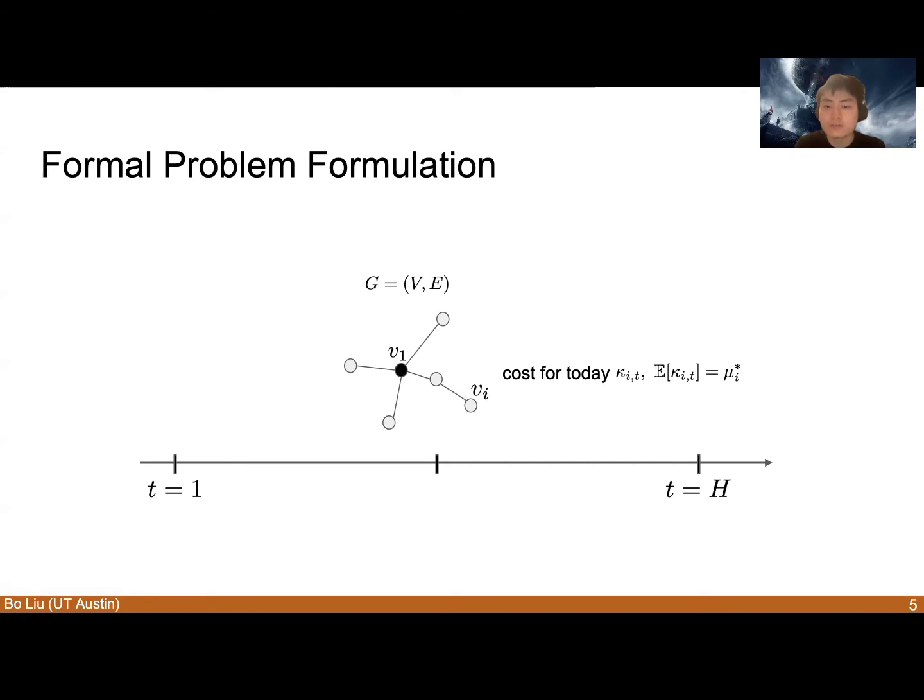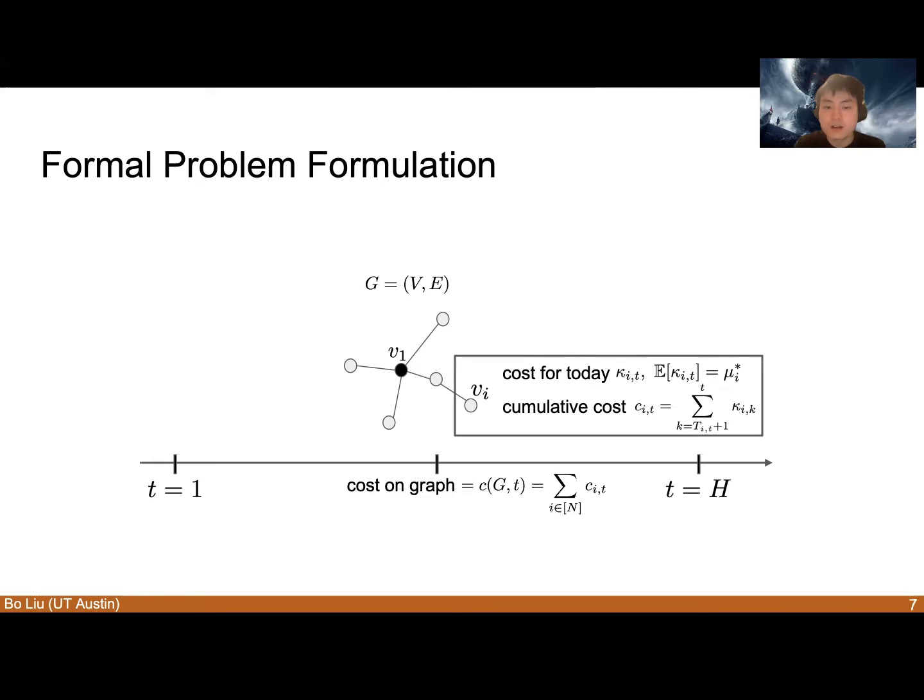For a particular node Vi, the cost for today is kappa it, which is a random variable with an unknown mean mu i star. The cumulative cost on Vi is Cit, which is just the sum of kappa ik ever since the last time we visited. The cost on the graph is just the sum cost from all the vertices. Here, capital Ti,t denotes the most recent day prior to t that we visit the vertex Vi.